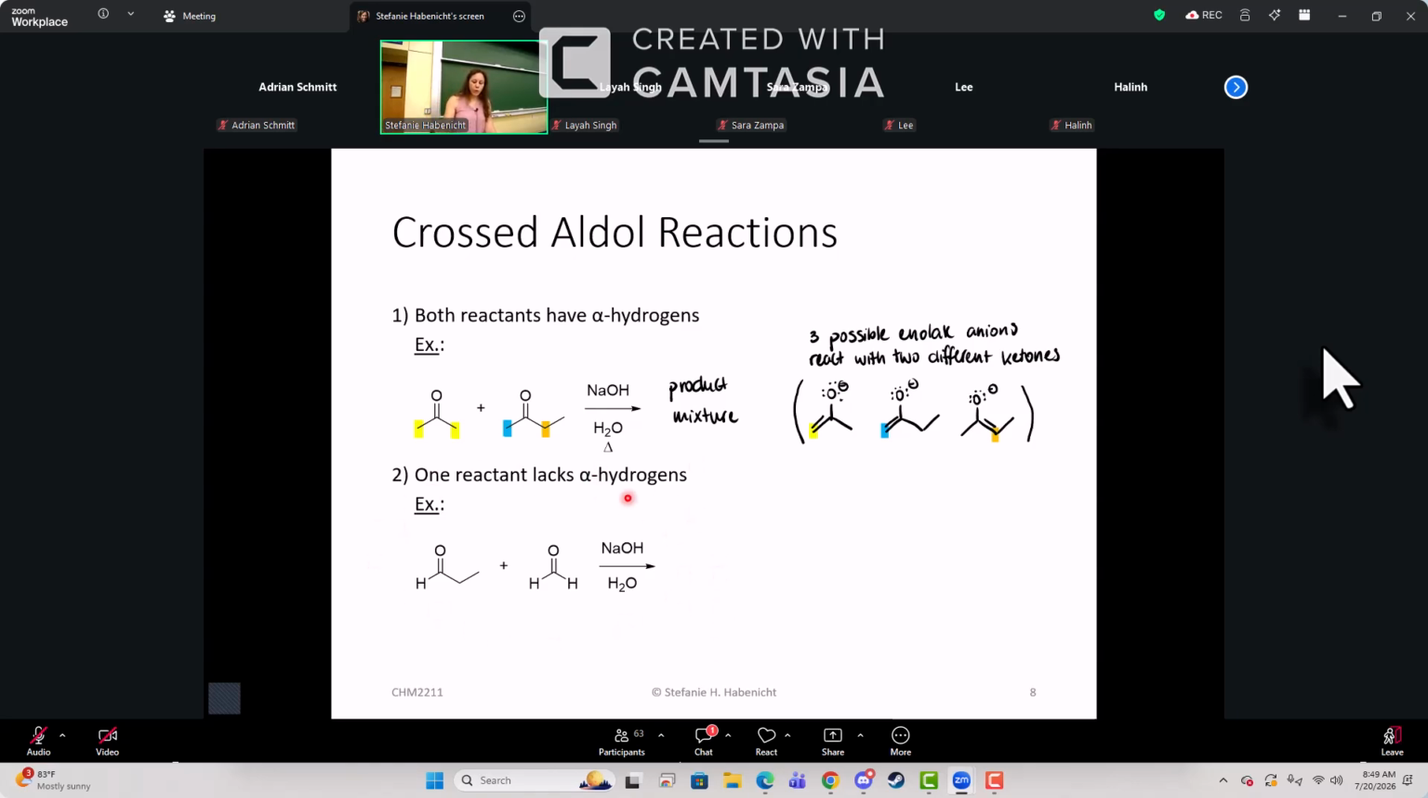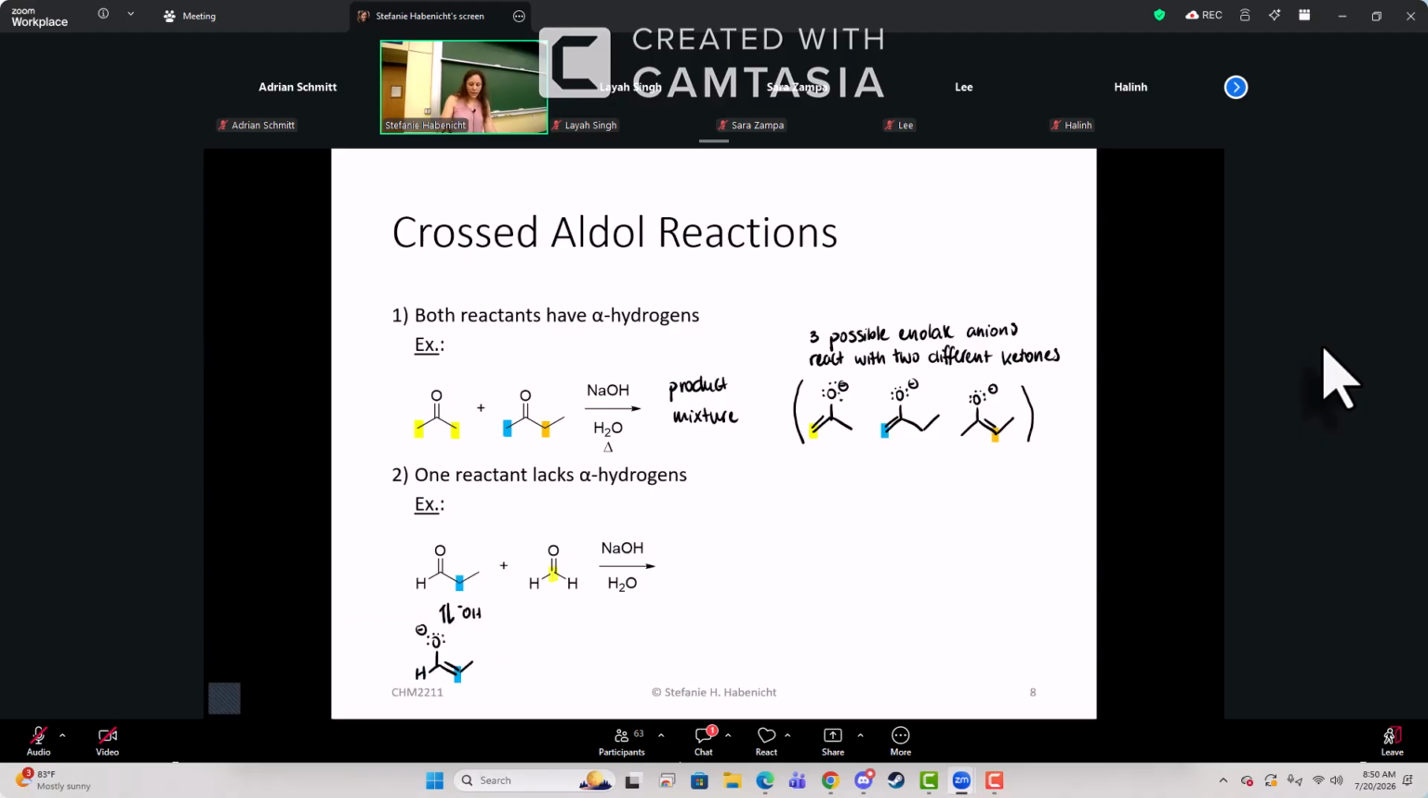But what if one of your reactants doesn't have any alpha hydrogens? Well, then it cannot form an enolate, and it can only act as the electrophile, not as the nucleophile. And that's the case in this next example. We have propanal, which does have 2 alpha hydrogens, and so it can be deprotonated by our base, hydroxide. We're doing this under basic conditions, aqueous sodium hydroxide solution. So here's the enolate anion formed from propanal.